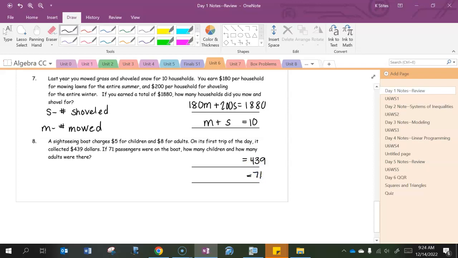And once again, money always goes together. Let's identify our variables, though. I think we probably want to use C and A. And again, it says how many children. So this is the number of children. And this is the number of adults. So 71 total people, this is just your C plus A. And then your money, $5 for each child, $8 for each adult, is going to go in the equation with the $439 because, again, that is money.